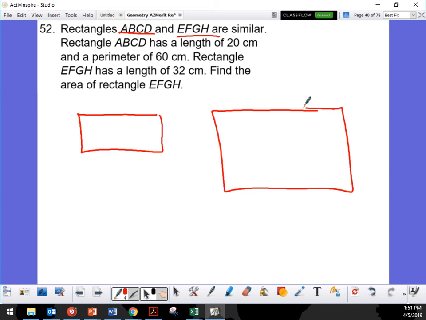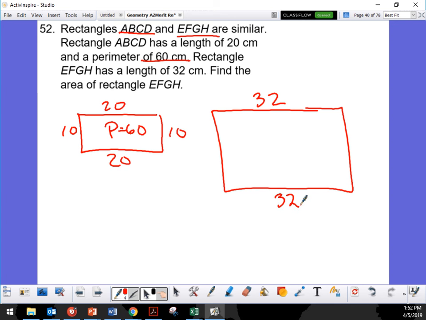It says they're similar, with a length of 20 and 32. This one has a perimeter of 60. I want you guys to really pay attention to this because this is going to screw you up. Is it a rectangle? Yes. So what's the bottom value? 20. But all of them together have to add up to what? 60. So this one over here is going to be 10 and 10. What's this over here? 32.